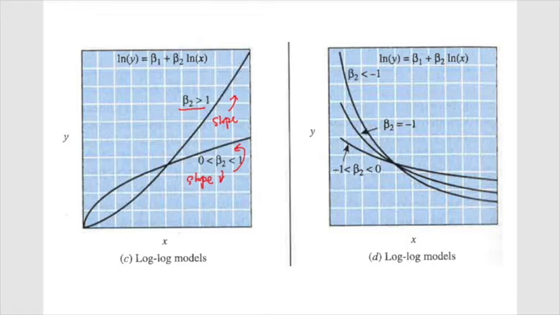When beta 2 is smaller than 0, we have the decreasing relationship between y and x. Depending on the value of beta 2, we may have different types of this decreasing relationship. But if you check the slope, it's always from negative to 0.